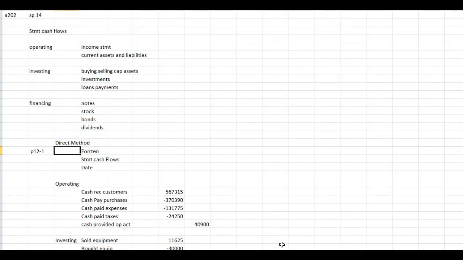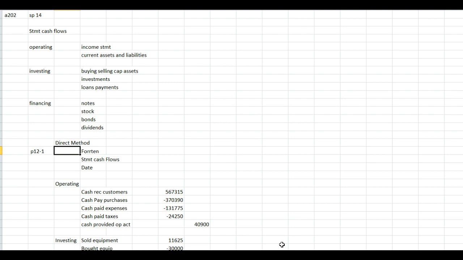Welcome! Today we're going to take a look at the statement of cash flows and specifically the direct method of computing the operating activities. Okay? Before we get started, I just wanted to give you a little background. There's 3 sections on the statement of cash flow, actually 4 if you look at the reconciliation on the bottom.